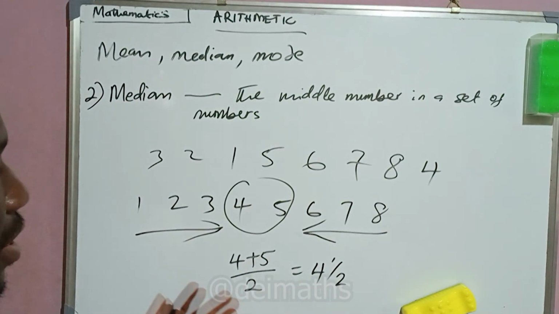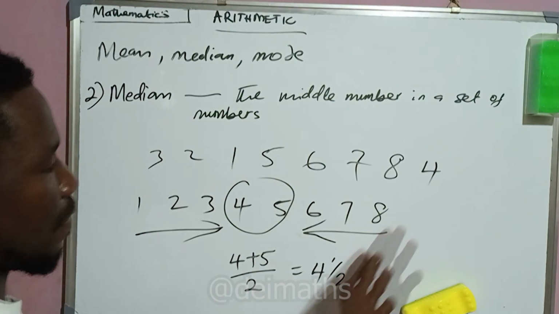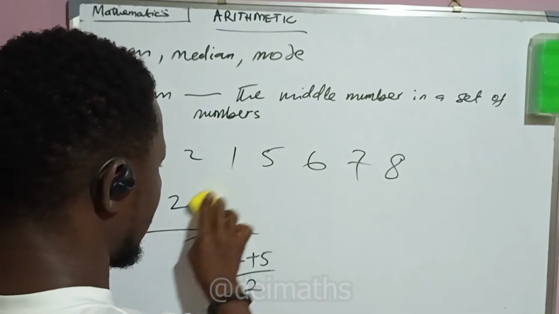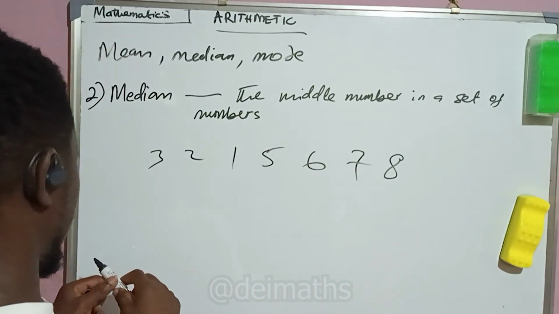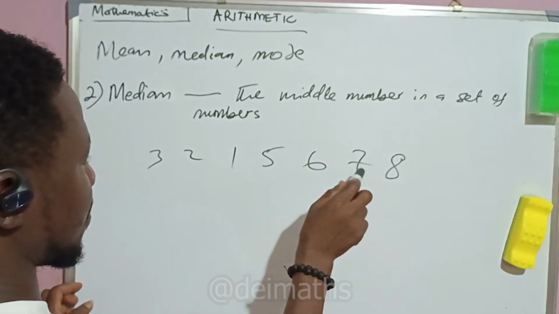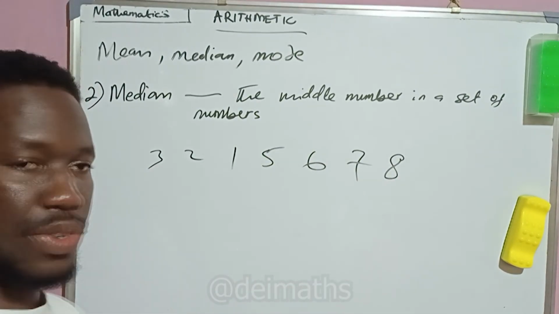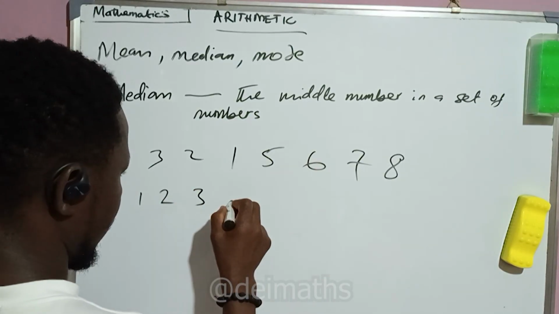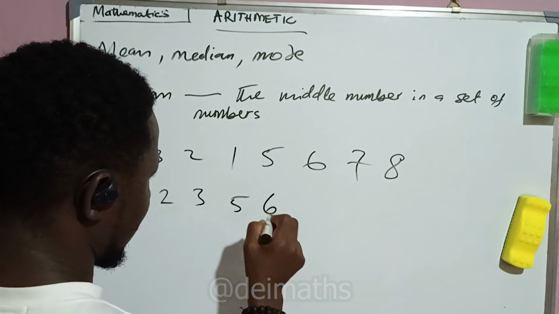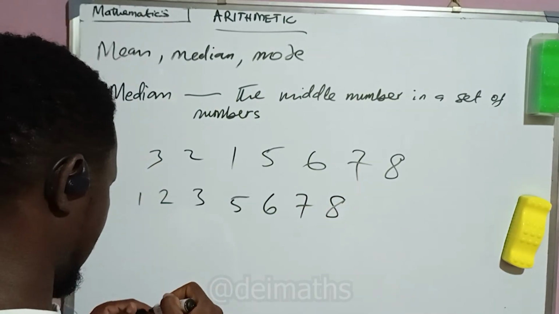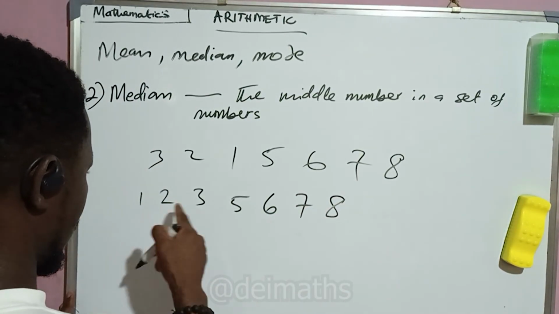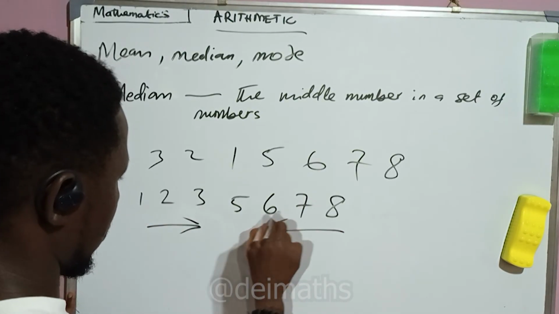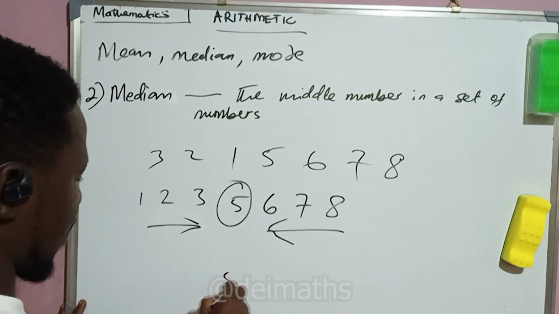But the other way around, if we have something like this, that means the quantity is odd. We now have 1, 2, 3, 4, 5, 6, 7. First of all we have to arrange it. We have 1, 2, 3, 5, 6, 7, 8. Now, leaving out 1, 2, 3 from each end, our median becomes 5.